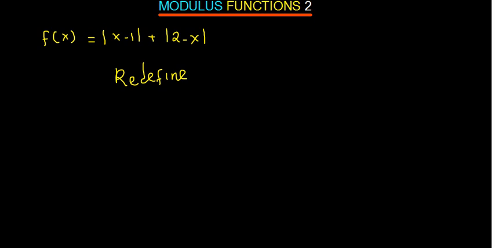So that's the important thing. You are going to redefine the function. Now how do you get to redefine the function? Maybe that should be the question. To redefine the function, if you want to sketch an absolute value function, and they've given you two of them, equate this one to 0.